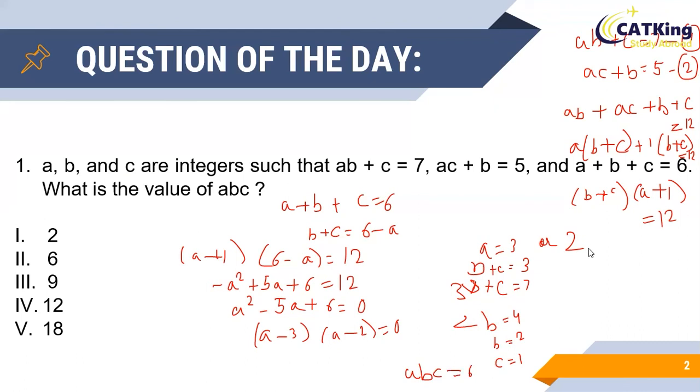Now, when a is equal to 2, we have from equation 1, 2b plus c is equal to 7. And from equation 3, we have b plus c is equal to 6 minus 2, that is 4. On subtracting these two equations, we obtain b is equal to 3. This gives c as 1. Hence, in this case too, we see that abc will be equal to 2 into 3 into 1, that is 6. Hence, whatever is the value of a, b or c, the value of abc will always be 6, thus giving us option 2 as the correct answer.